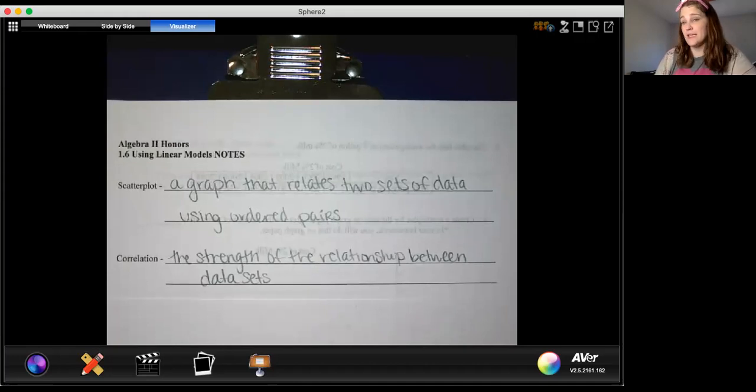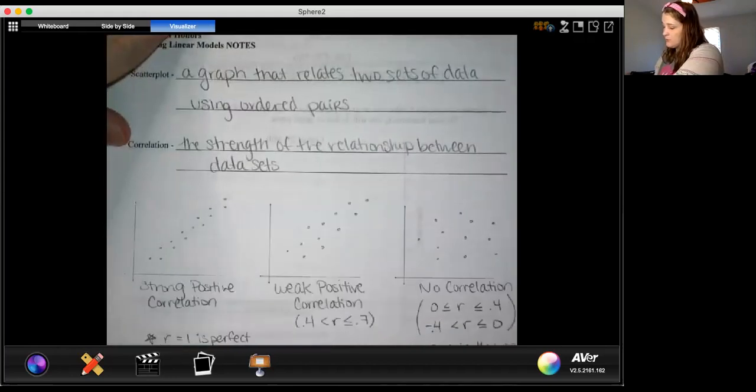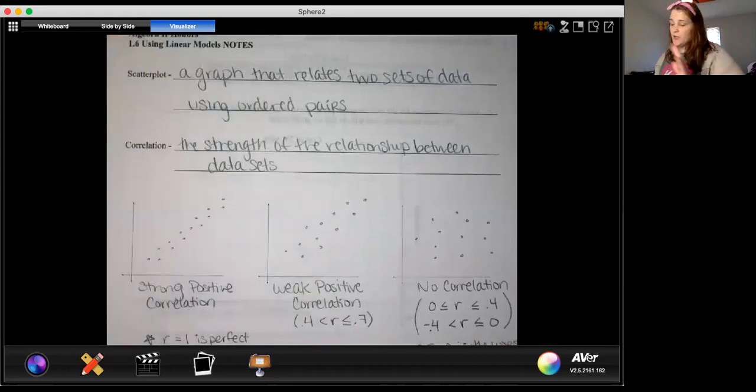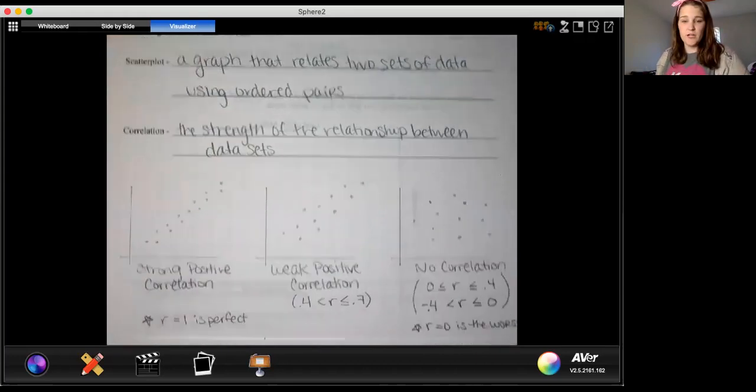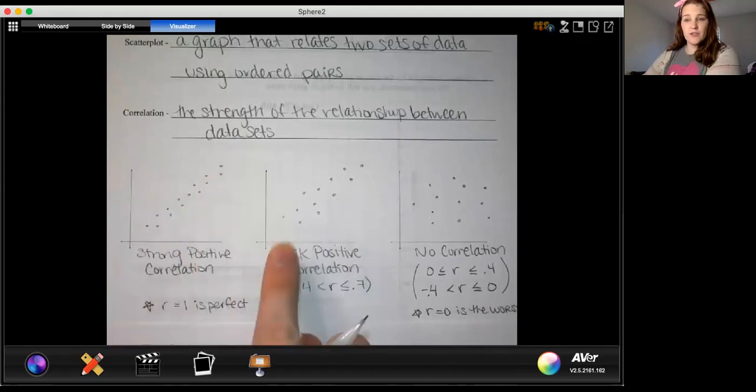Now, I've already filled in my examples here on the first page just because it takes so long to draw. Just go ahead and pause where you need to. So here's the first row. So the first type of correlation we're going to talk about is positive correlation. So positive correlation is when you have data that's increasing from left to right, okay? Following that positive slope look, okay?